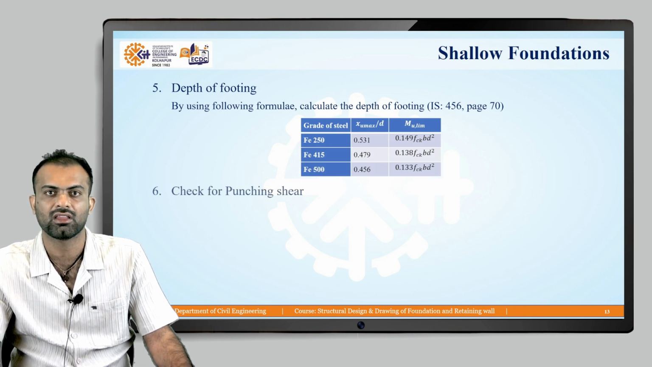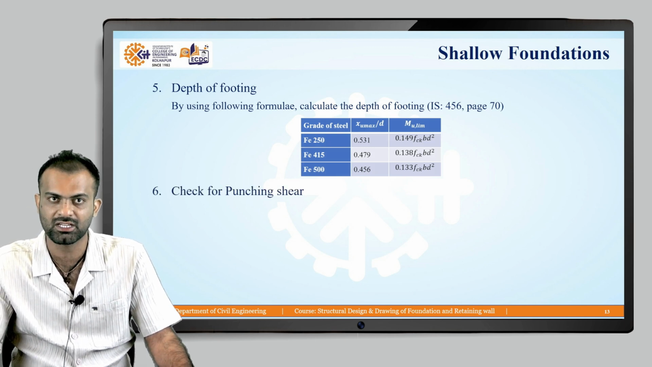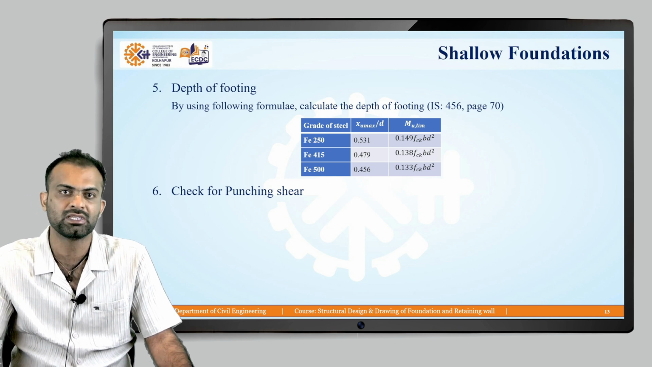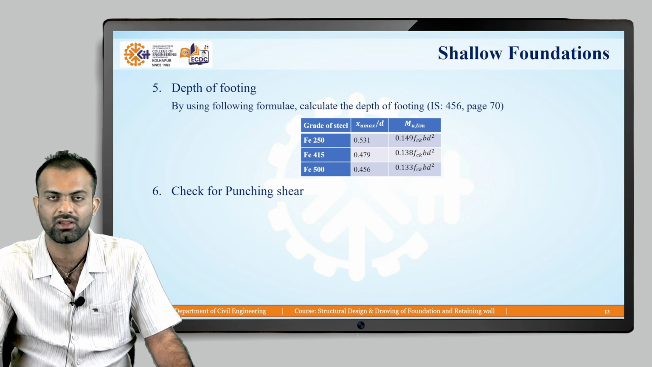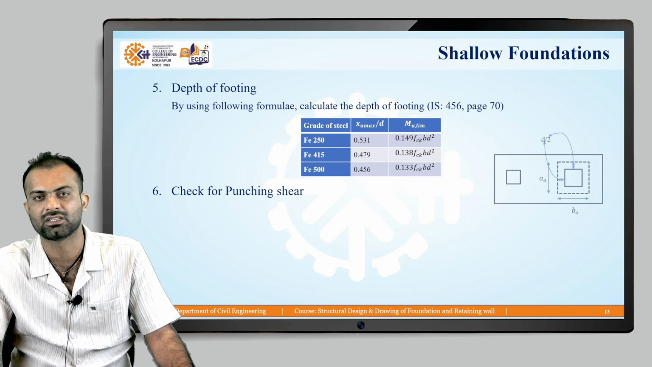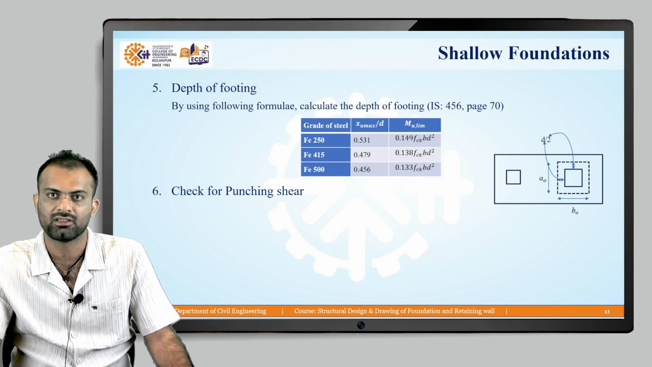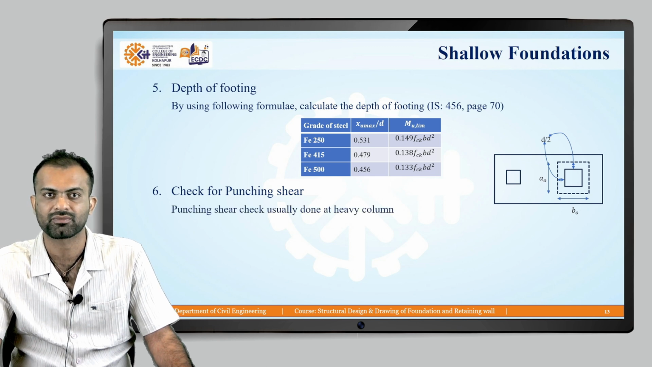After calculating the depth of the foundation, the next step is to check for punching shear, because the critical dimension of the foundation is the depth only. Punching shear is the punching of the column into the footing. So if you do not provide sufficient depth, definitely the foundation will fail in punching shear. The critical section for punching shear is at a distance of d by 2 from the face of the column. We already discussed this. So we are going to consider this area for checking punching shear.